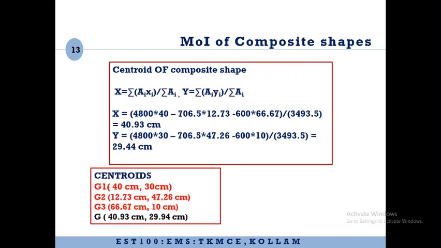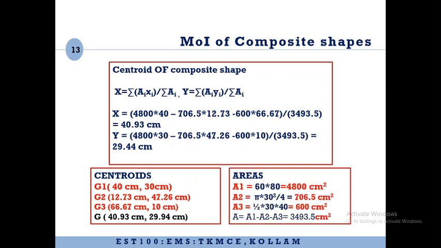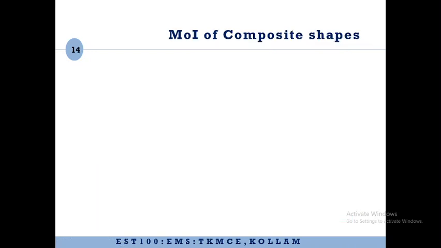So we need to form two tables, one for the centroids of the simple shapes and the composite shape, and also one for the area of the simple shapes as well as the composite shape. So these two tables will be useful to do the remaining calculations. As of now we have first numbered the various simple shapes, second we calculated the centroid and area of the simple shapes as well as the centroid and area of the composite shape. Next step is we are going to start the moment of inertia calculations.